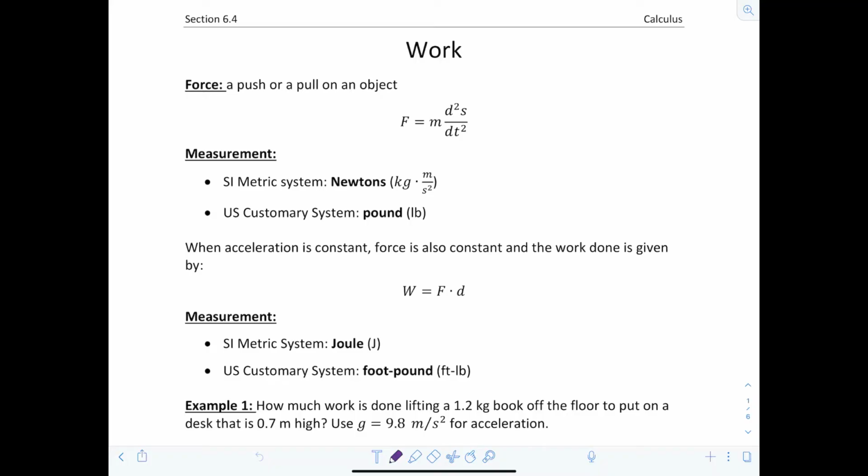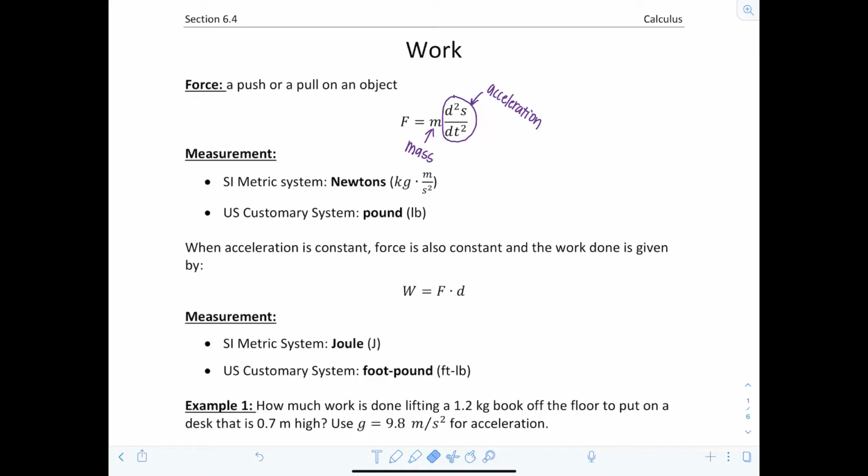And as calculus students, we know that we can express acceleration as the second derivative of the position function of some object with respect to time. So this is acceleration, and this is the mass of the object. Now, when we're measuring force, if we're working with the SI metric system, we measure force in newtons, and a newton is a kilogram meters per second squared. And you can see that makes sense by the definition of force. Mass is measured in kilograms, and then acceleration is going to be in meters per second squared.